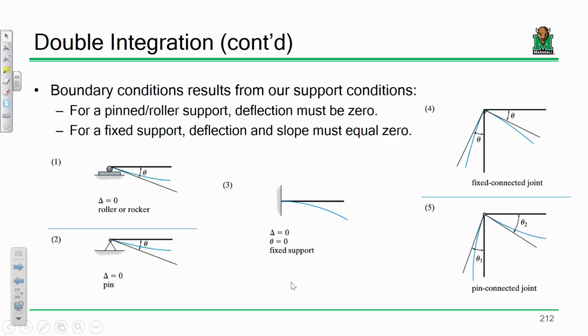So if you have a roller or a pin, you know that the deflection equals 0 at that location. If you have a fixed support, you know that the slope equals 0 as well as the deflection at that support. Again, you don't have to worry about the frames and stuff on the right because we're not going to deal with frames in here.